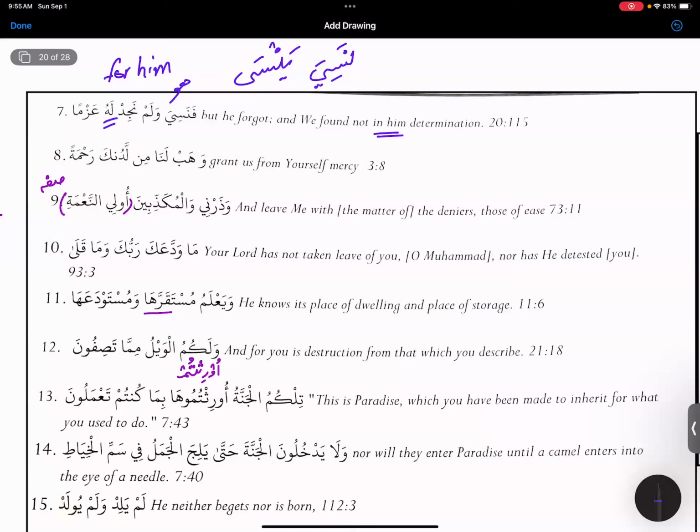Wahab lana min ladunka rahma. Right, we saw that already. So hab is fail over here. Min ladunka, what kind of construction? Jar and majrur and mudaf and mudaf alayh. But ladun is special, ka is mudaf alayh. So it is like min ladunka, especially from you. So you grant your mercy especially from you. So this is very powerful, min ladunka.